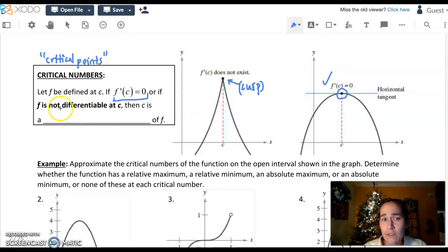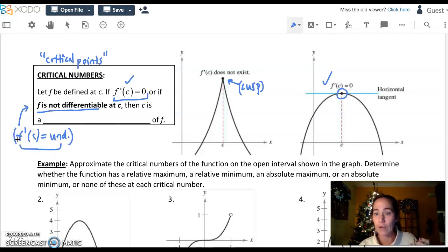So there's 2 cases we look for critical values. Look for where the derivative is 0, or look for where the graph is not differentiable, meaning look for spots where f prime of c is undefined. I'll put equals u n d. Those are great candidates, right, for extreme values of the function when you're looking for local mins and maxes. And these are called critical numbers of the function f.